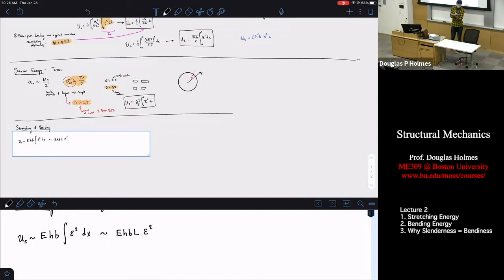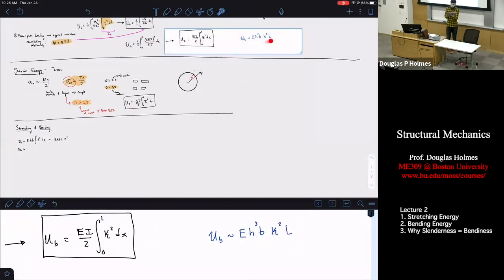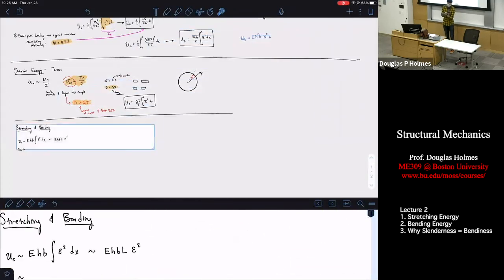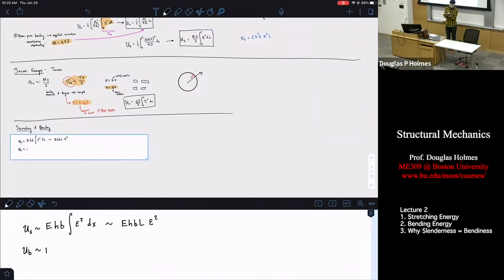Our bending energy, we can write down in a similar way. We just did this. And it is here. And our bending energy has a slightly different form. It takes the form of E h cubed b integral of curvature squared dx, which is E h cubed b L kappa squared.